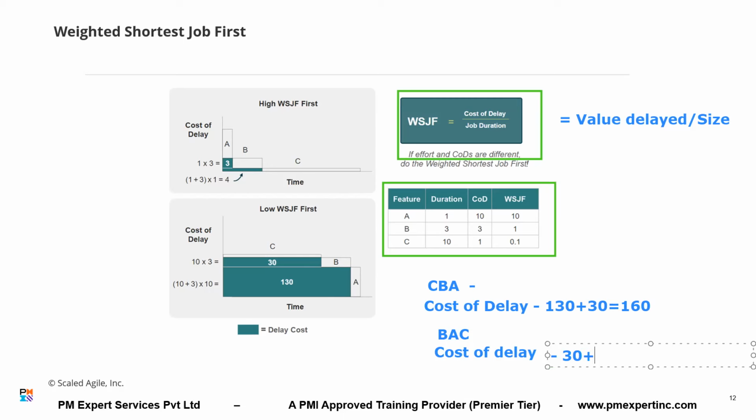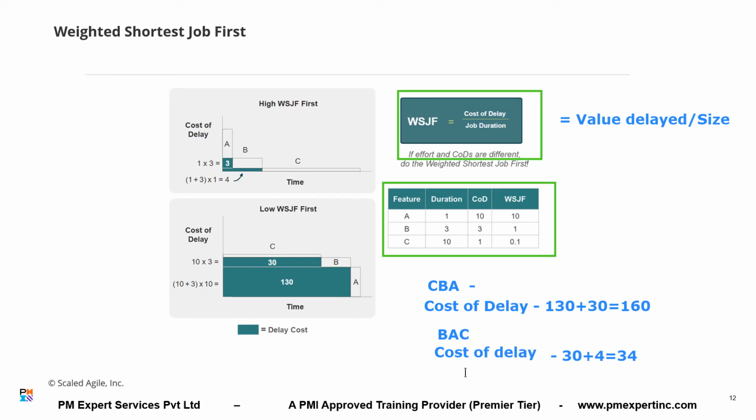And how much for C? C has been delayed by how many days? 4 days, right? And what is the value of C? Only 1, I think. Cost of delay is one for one day, so 4. So is it 34? Correct. This is 34.